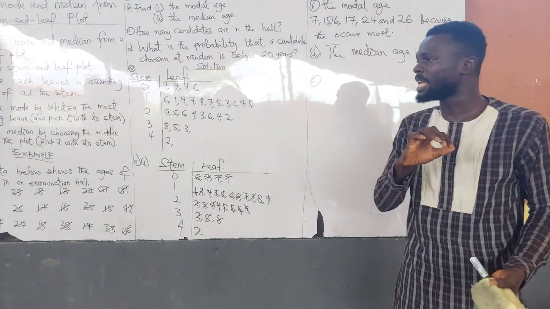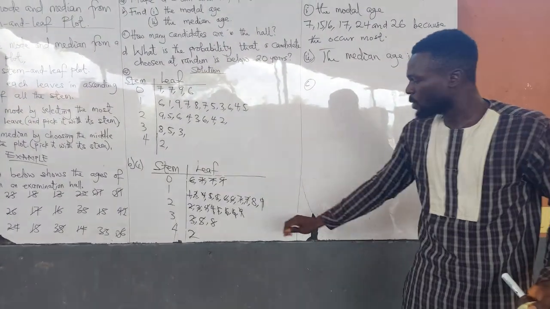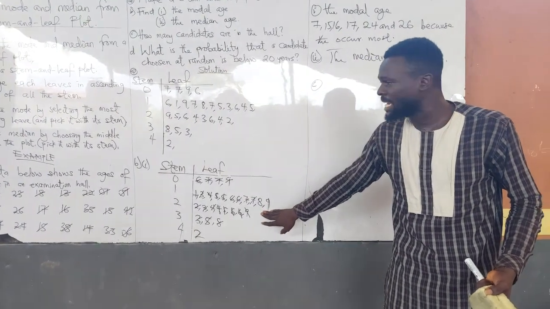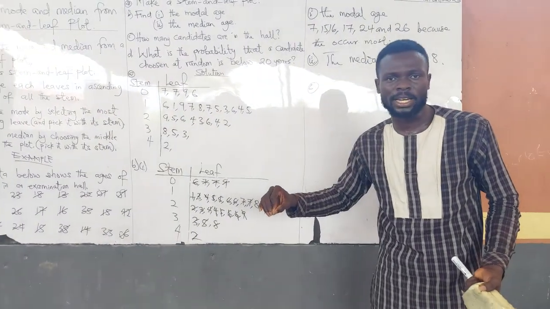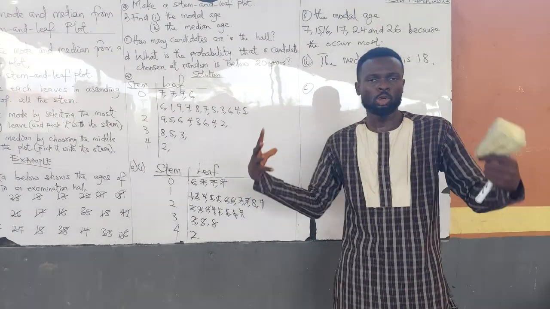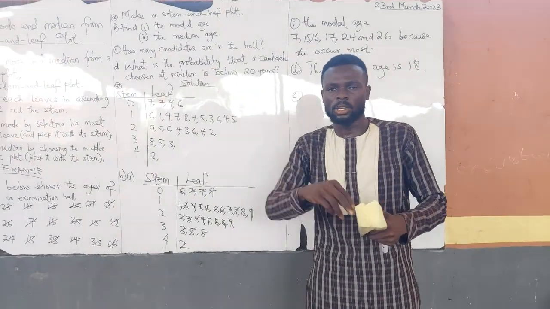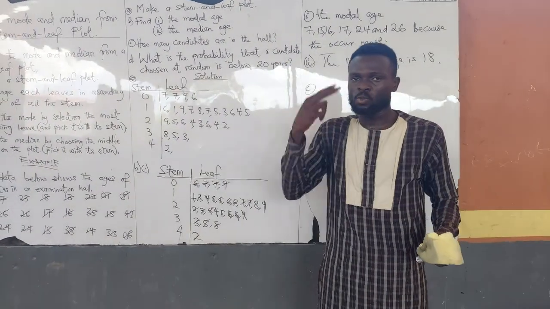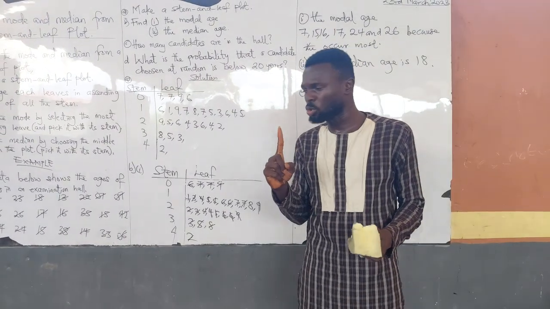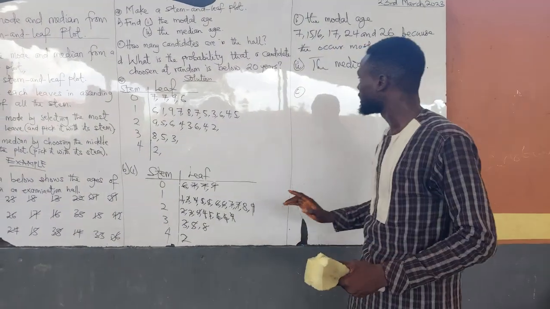Now let me say this before we forget. Whenever you find the median and you get two numbers in the middle, you pick the stem, put the two numbers together, then you divide by 2. That is when you are finding the median. Don't forget about that.